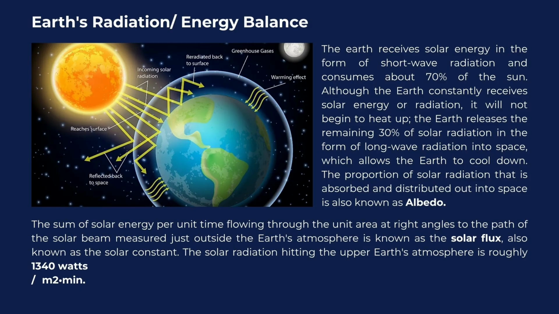The proportion of solar radiation that is absorbed and distributed out into space is also known as albedo. The sum of solar energy per unit time flowing through the unit area at right angles to the path of the solar beam measured just outside the Earth's atmosphere is known as the solar flux, also known as the solar constant. The solar radiation hitting the upper Earth's atmosphere is roughly 1,340 watts per second.